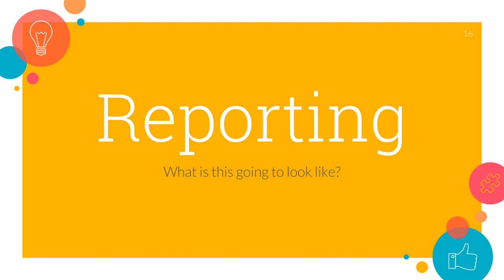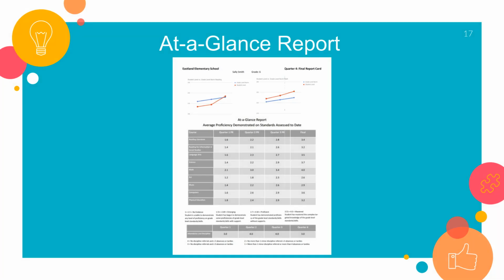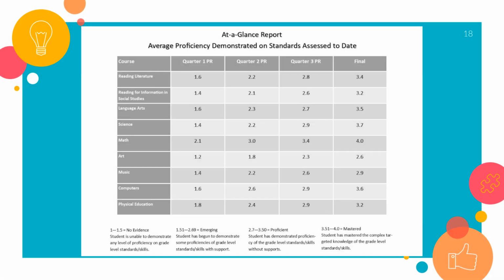How is this going to look when we report it out? Well, our goal is to give you a 1-page report that's very similar to the traditional report card. This is going to be the first page of your student's progress report. And this page is going to list all the students' current classes, and then their current level of proficiency in that course.